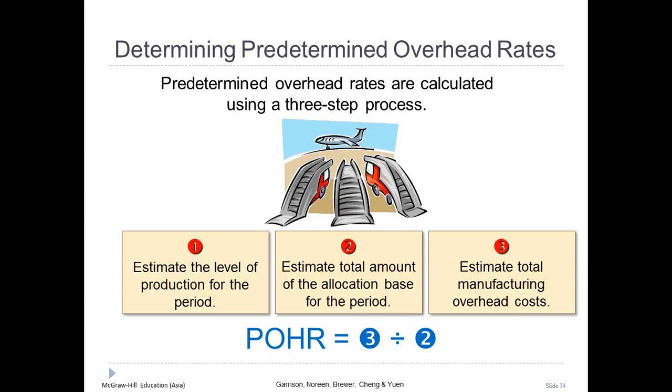The predetermined overhead rate is calculated using a three-step process. First, we must estimate the level of production for the period. Next, we estimate the total amount of the allocation base in the denominator that would be required for that level of production. Third, we estimate the total manufacturing overhead costs in the numerator that would be incurred for the estimated amount of the allocation base. So the predetermined overhead rate is calculated by dividing step 3 by step 2.